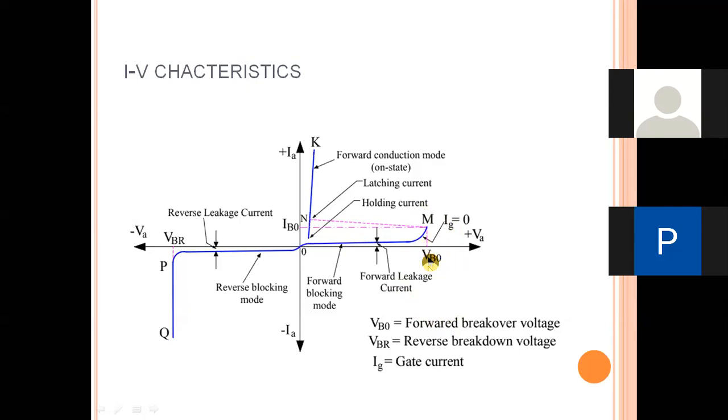the forward breakover voltage. Okay, so forward breakover voltage, either it is going to be useful or it is going to be not useful, when considering this VB naught. Whenever we need to have control over the device, we are not supposed to apply a voltage which is equal to VB naught or higher than VB naught.